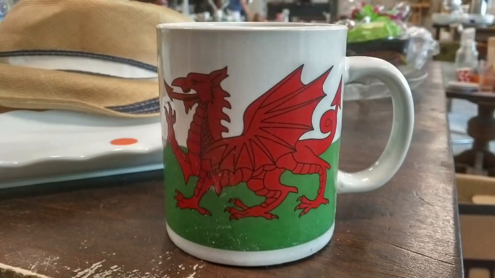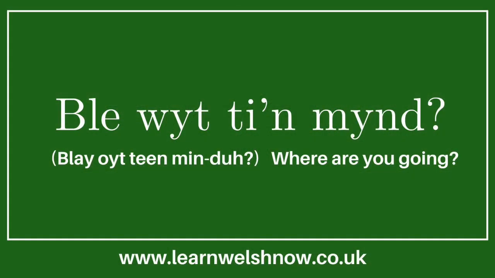Let's do what we always do and start with a question. Ble wyt ti'n mynd? Where are you going? Ble, where? Wyt ti, are you? The apostrophe N links us to mynd, to go or going. Ble wyt ti'n mynd?